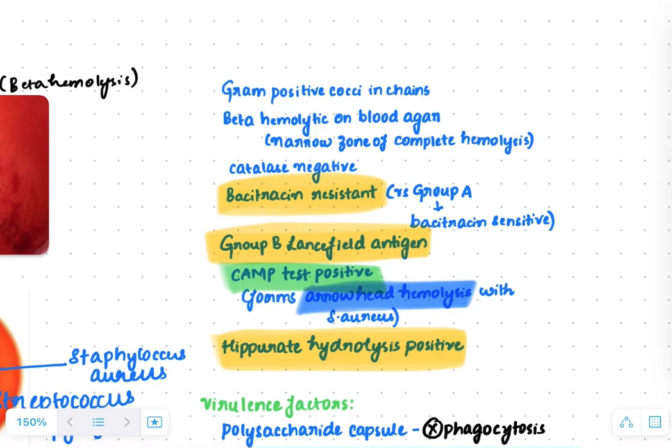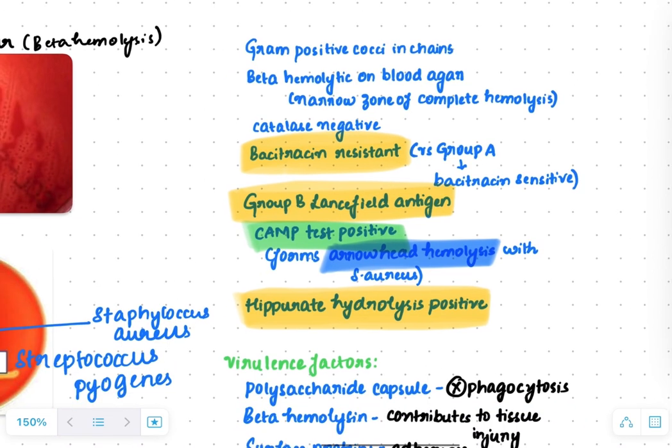It is also catalase negative like all the other Streptococcus. The catalase positive organism is Staphylococcus. It is Bacitracin resistant, versus the group A Streptococcus, that is Streptococcus pyogenes, which is Bacitracin sensitive. It is a group B Lancefield antigen. So we know the Streptococcus are divided based on the Lancefield antigen from A to V. So it belongs to group B.